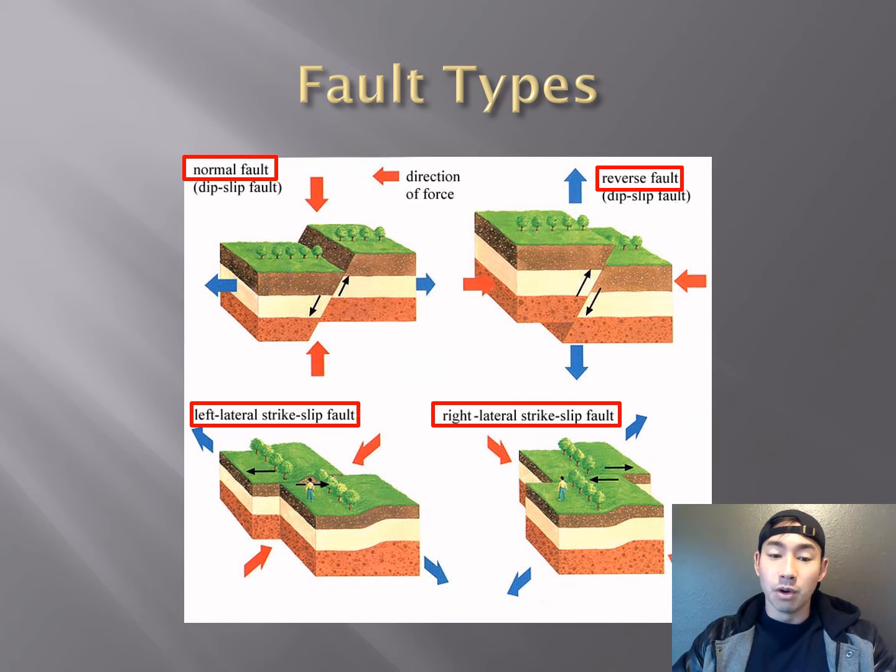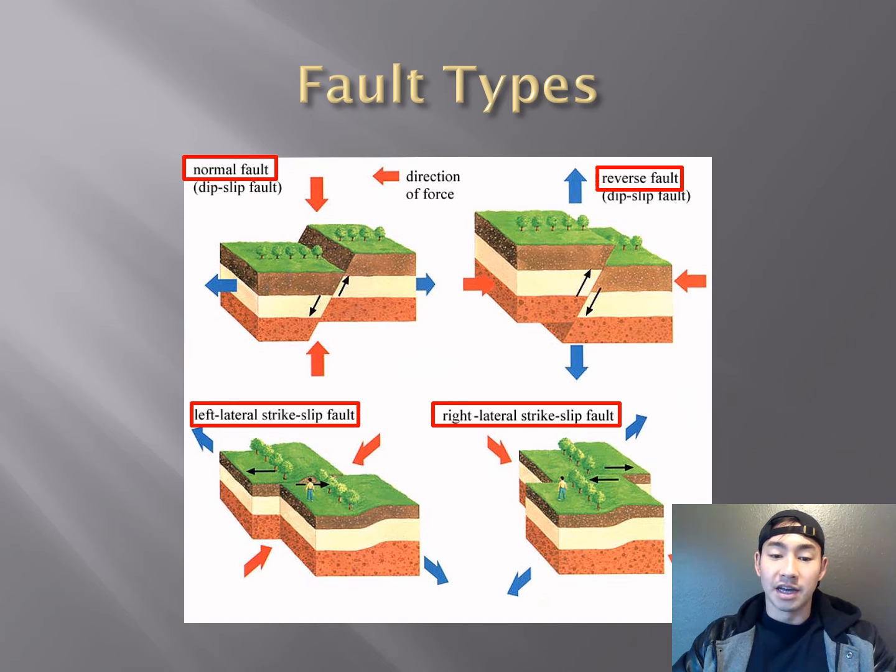The motion, left lateral or right lateral, is referring to the little person that is standing on one side of the fault. If the fault were to move, we would look at the direction of the other side. So we see a line of trees there, and we see that little person.